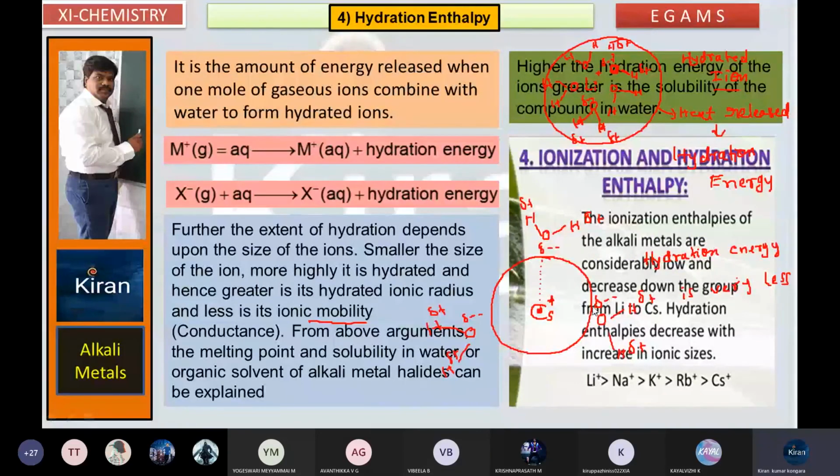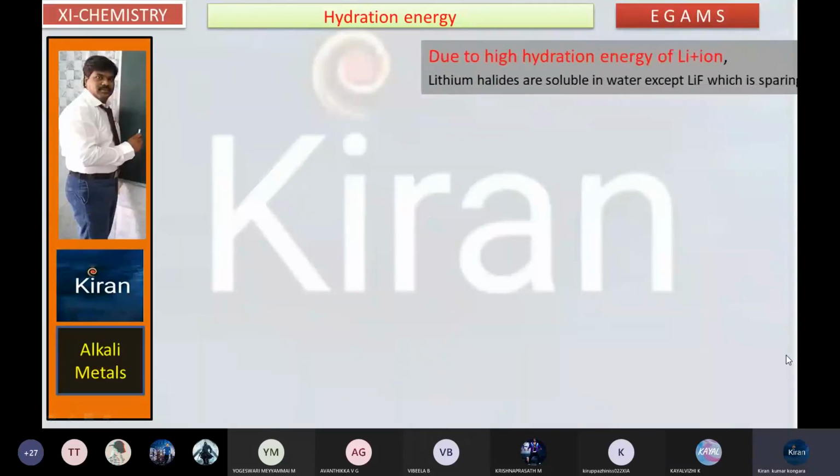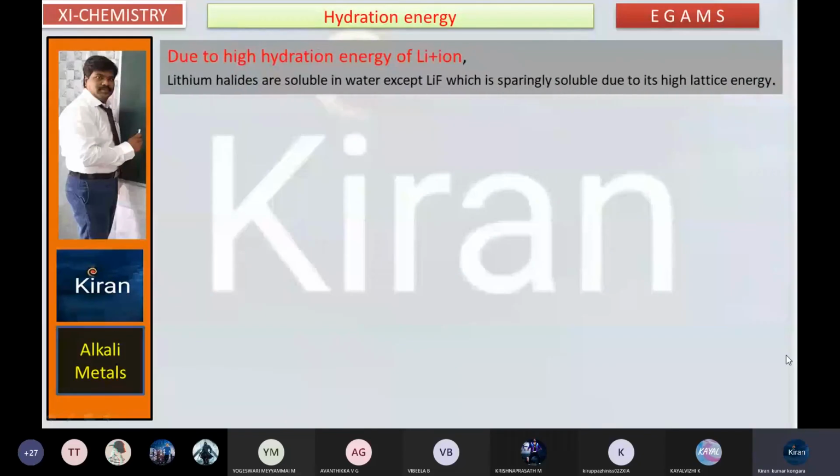So finally, ionization and hydration enthalpy. The ionization enthalpies of alkali metals are considerably low and decrease down the group from lithium to cesium. Hydration enthalpies decrease with increase in ionic size. So this is the order of hydration enthalpy: lithium has the lower hydration enthalpy in this order statement, cesium has the higher. Some more points I am going to explain on this aspect, which will be helpful for your IIT, JEE and NEET.